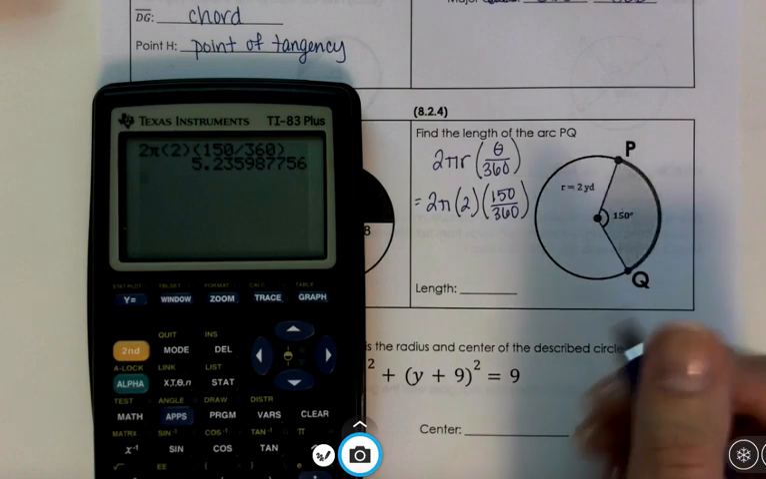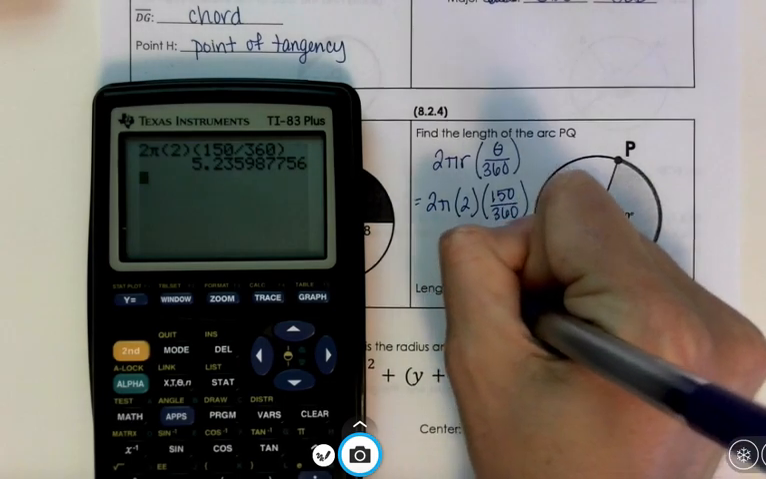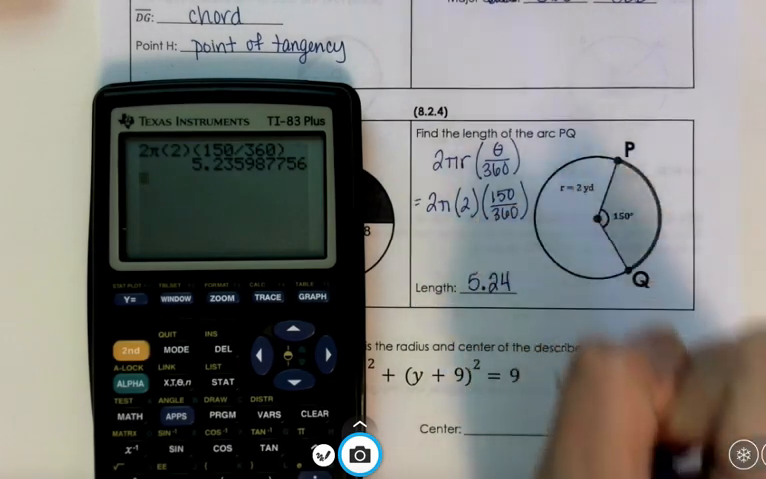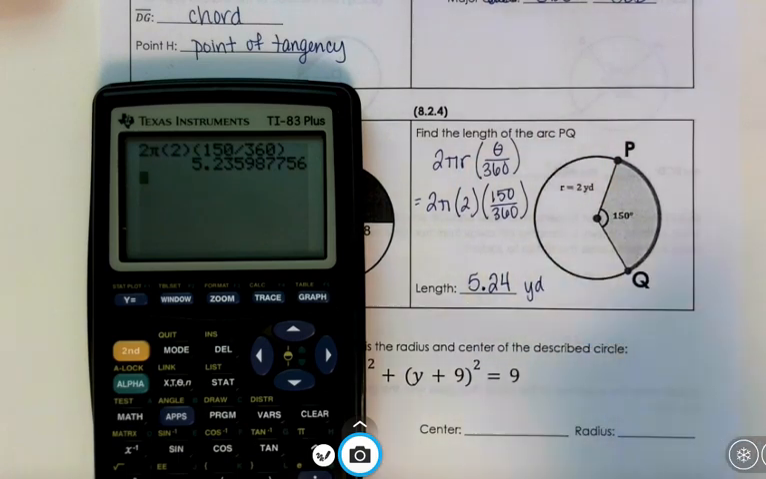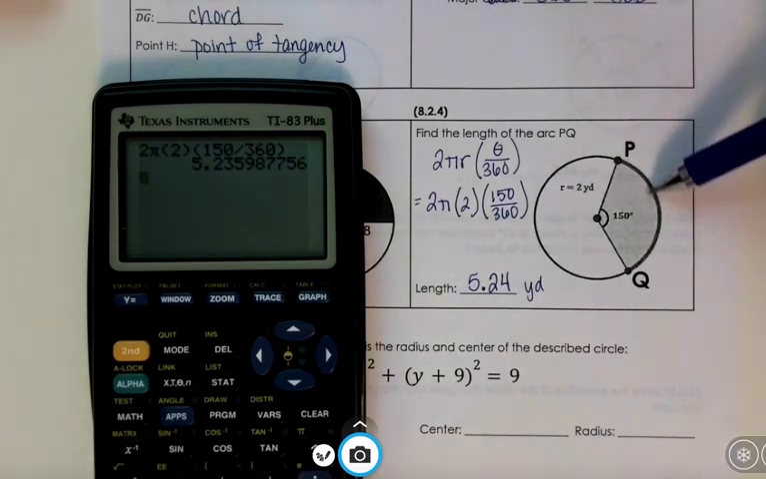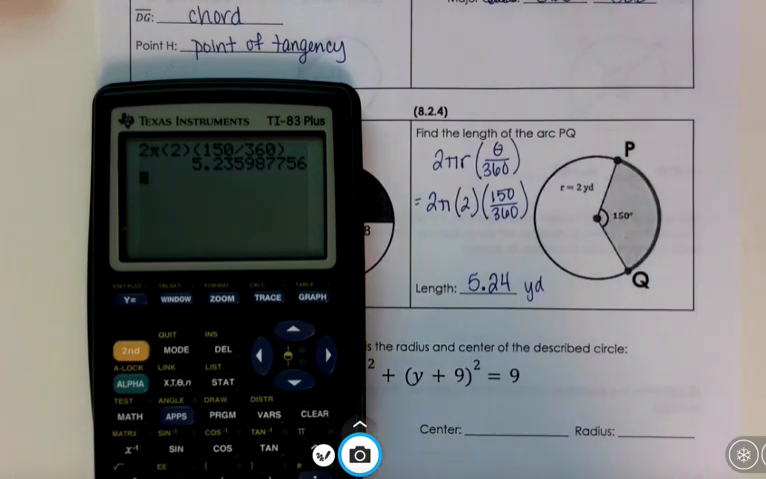So the length of my arc is about 5.24 if we end up rounding it. And then we were given units for this one, so we're going to say yards. Our units are not squared because we're not finding the area of anything. It's just the length of that curved piece on the edge.